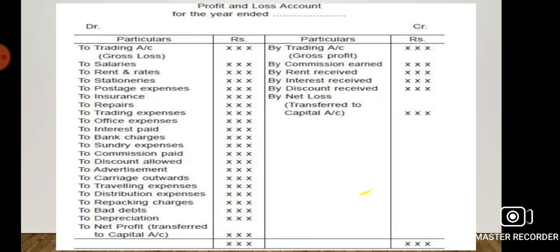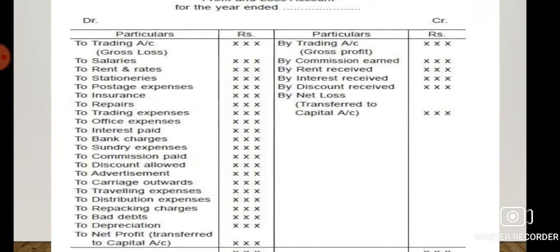See the format of profit and loss account. The next sum, profit and loss account. Prepare the profit and loss account. What is profit and loss account? Profit and loss account means the second part of income statement. Profit and loss account contains all the items of indirect expenses and losses, and indirect incomes and gains, in addition to gross profit or gross loss pertaining to the accounting period.